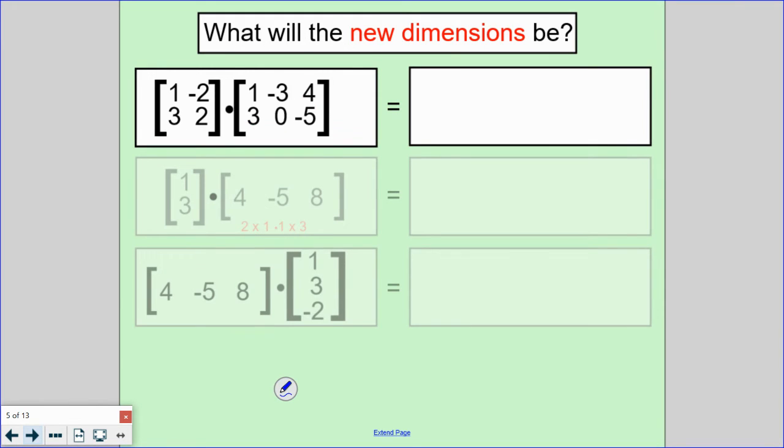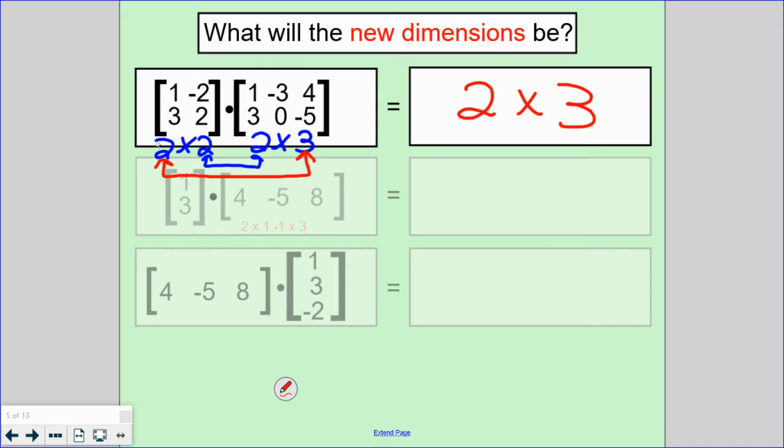So here we have our 2 by 2, and we're multiplying that by a 2 by 3. Yes, these two are the same, so they can be multiplied. We determine the size of our matrix answer by our other two numbers. So the dimension of the answer after we multiply them is going to be a 2 by 3.